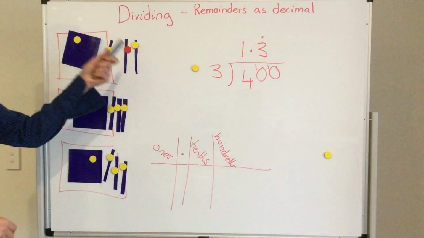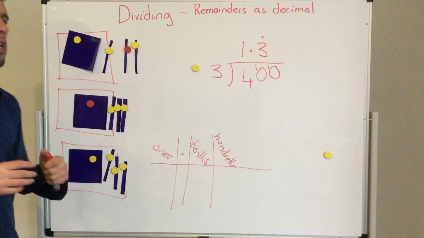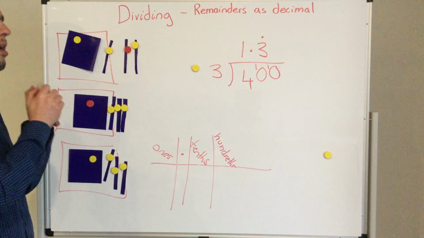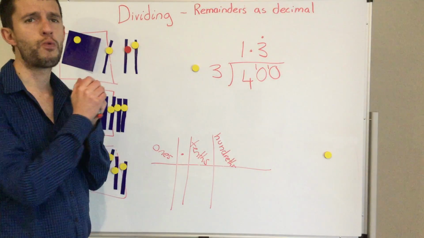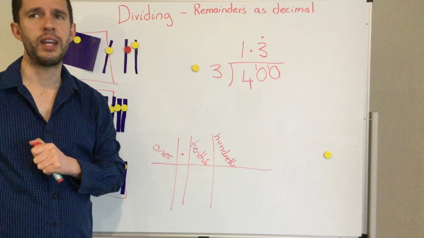Hopefully that makes a bit more sense with using paper today to understand how remainders can be left in a decimal form.